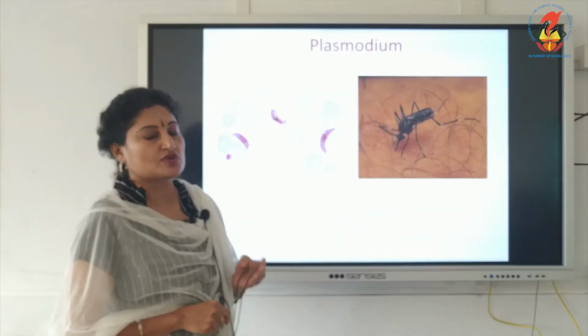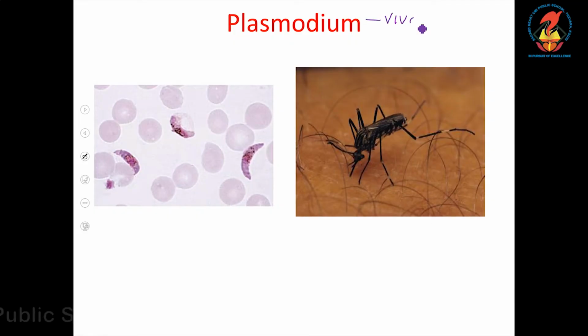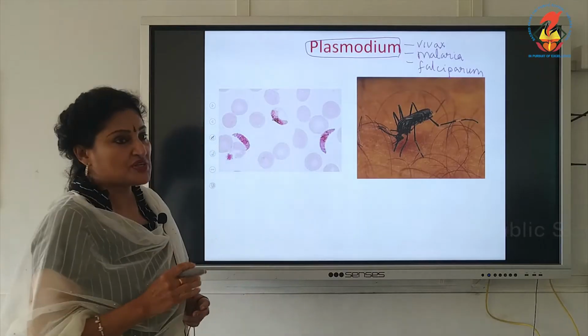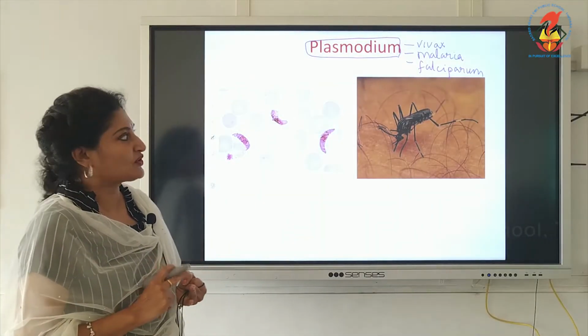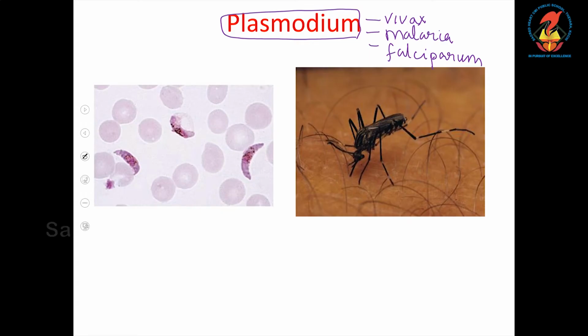There are three types or species of Plasmodium, namely Plasmodium vivax, Plasmodium malariae and Plasmodium falciparum. So the genus is the same, Plasmodium. There are three different species. Of these, the most fatal is falciparum. Very fatal, it is malignant.